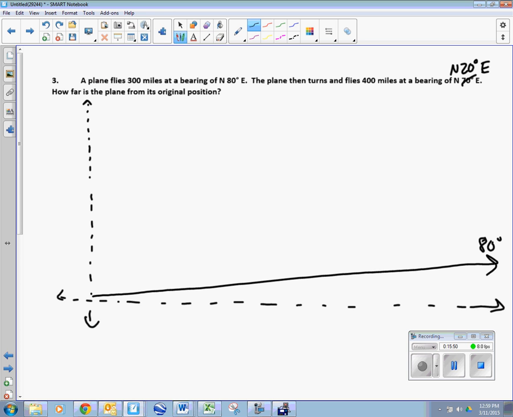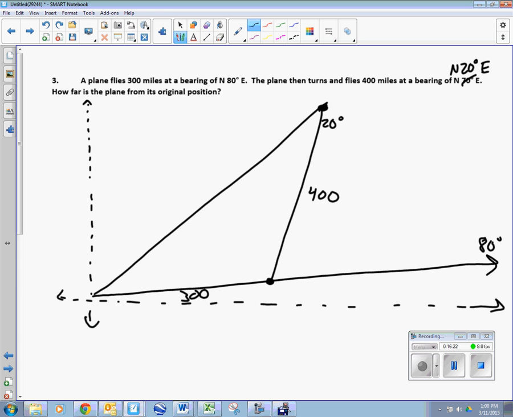Okay, and somewhere along that path, it turns. So after it's gone 300 miles, it turns. I don't know why. Plane turns and flies 400 miles at a bearing of north 20 degrees east. So straight north would be like that, but 20 degrees to the east, so flew something like that. And it flew that direction for 400 miles. So the question is, how far is it from its original starting position? So I've got two sides, I've got no angles, and I want to find D.